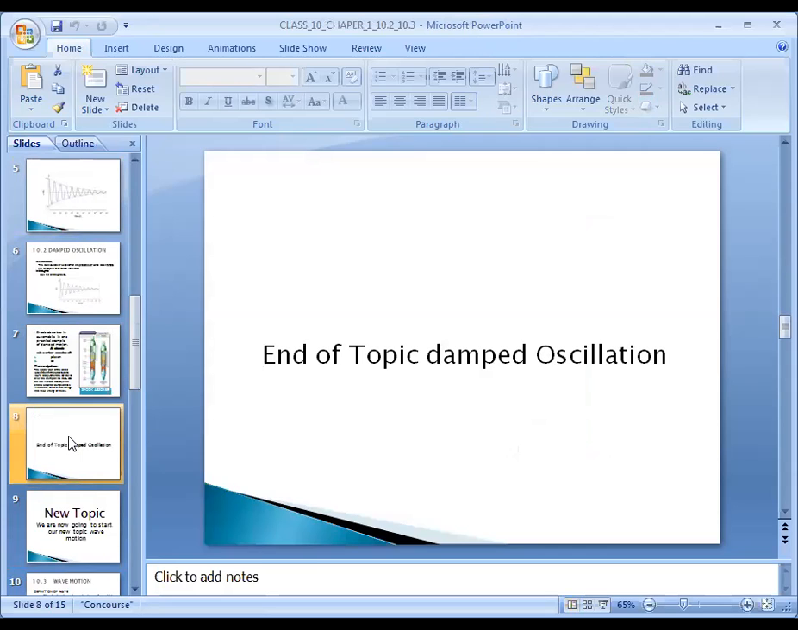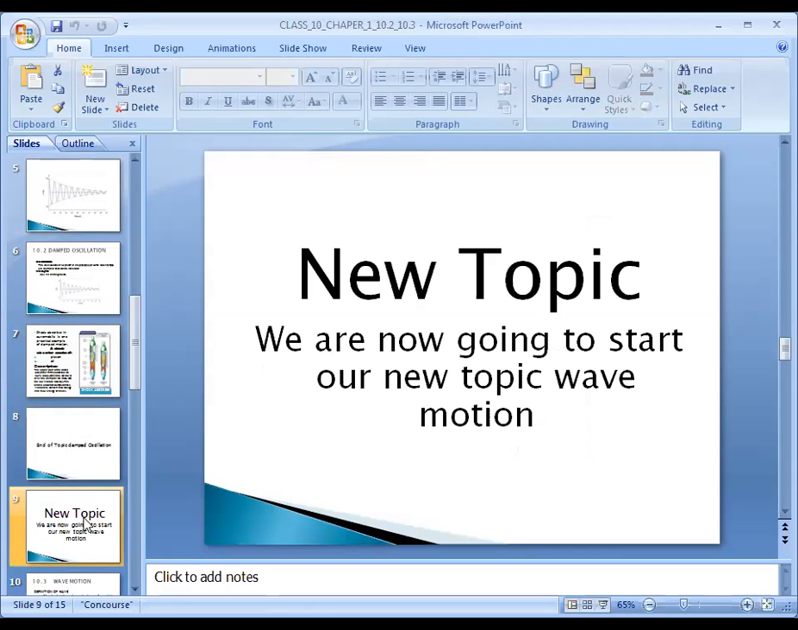Now we are moving towards our new topic, which is wave motion. That is on page number 7. Wave motion, 10.3.